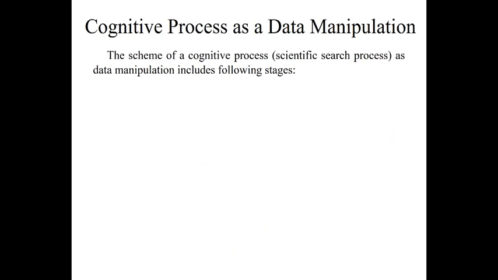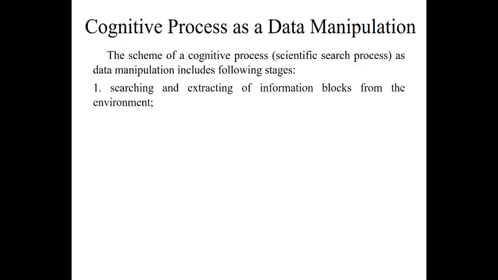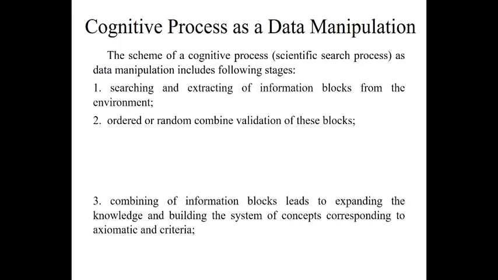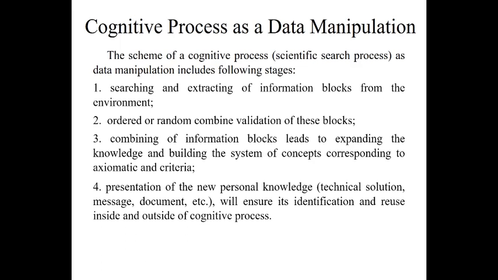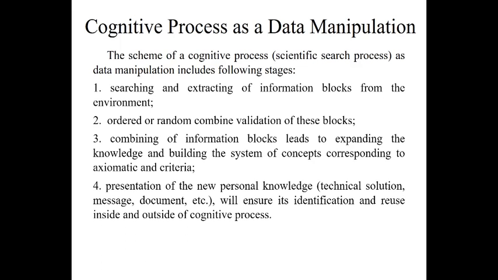The scheme of a cognitive process is similar to scientific search process and includes the following stages: searching and extracting of information blocks, combining validation of these blocks, building the system of concepts corresponding to their criteria, and presentation of the new personal knowledge from these blocks and concepts.